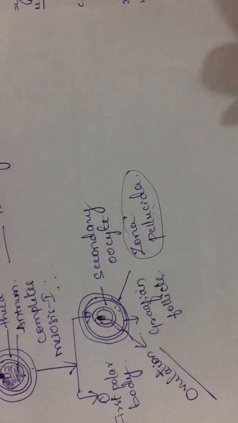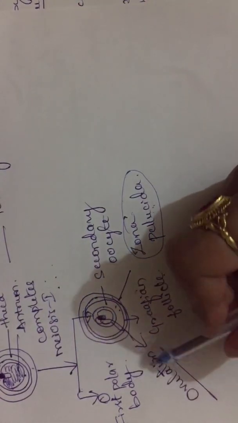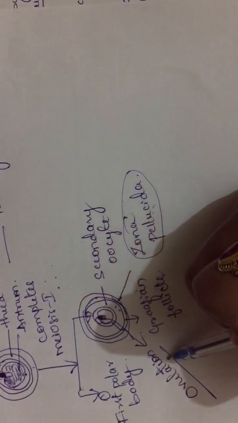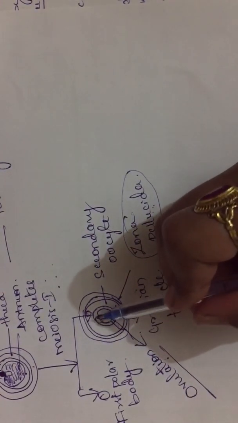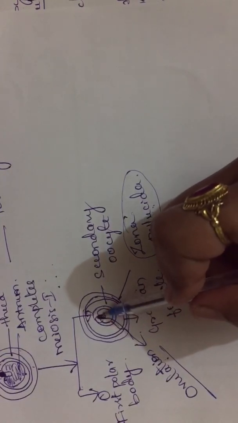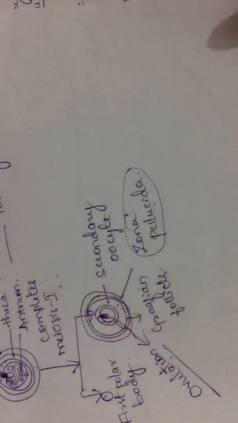So ovulation is nothing but the process of release of ovum from the mature Graafian follicle. We call it ovulation, but actually the ovum is not released, that is, the secondary oocyte is released. Now this secondary oocyte will be released where, I shall show you. Okay, coming back to the diagram.